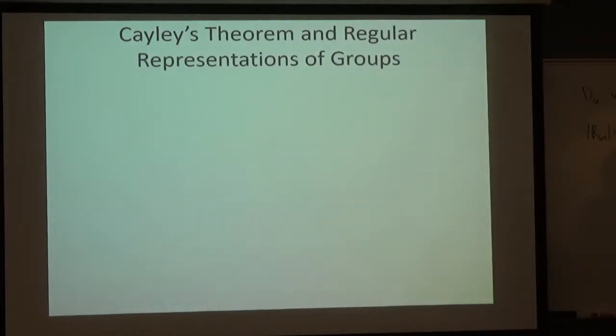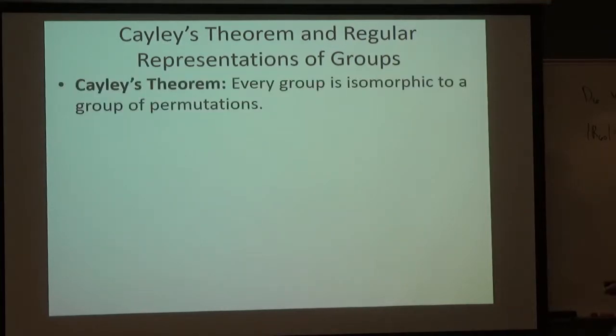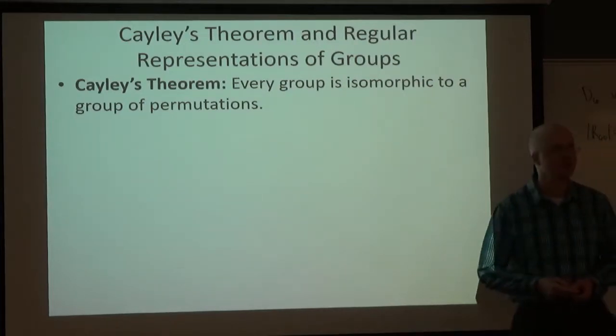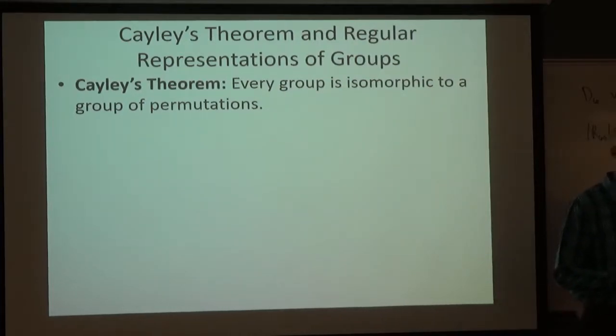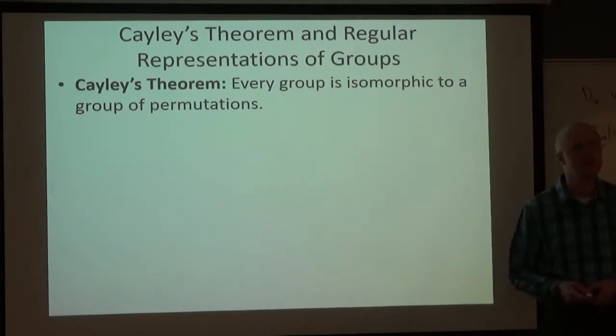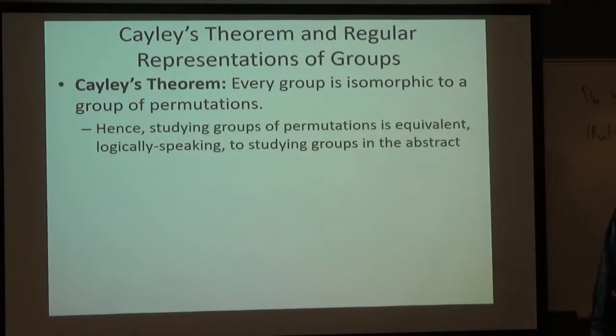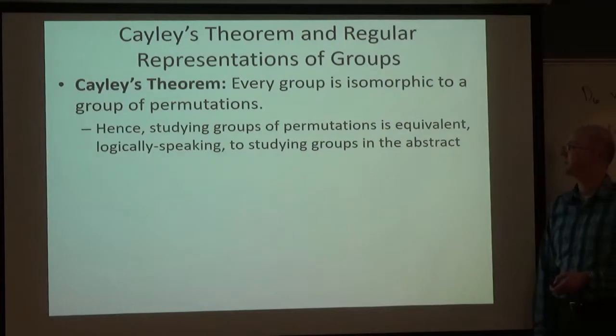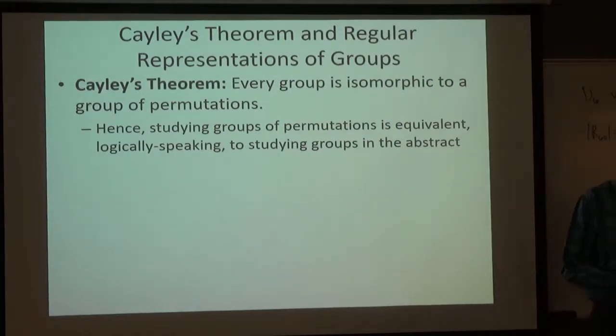All right, on to Cayley's theorem and regular representations of groups. Here's what Cayley's theorem says. Every group is isomorphic to a group of permutations. No matter what group you have, no matter whether it's finite or infinite, it's isomorphic to some group of permutations. What's the significance of that? It does say that studying groups of permutations is equivalent, at least logically speaking, to studying groups in the abstract.